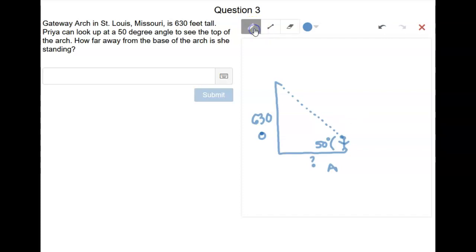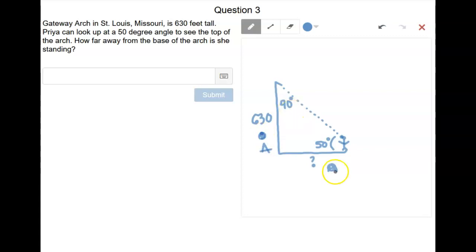All right, now what trig function uses opposite and adjacent? Well, that would be the tangent function. I'm going to do a little trick here because, remember, I've said before I don't like having my unknown in the denominator. Because this is a 50-degree angle right here, I also know that this is a 40-degree angle up here. And so this would be the opposite, and this would be my adjacent.